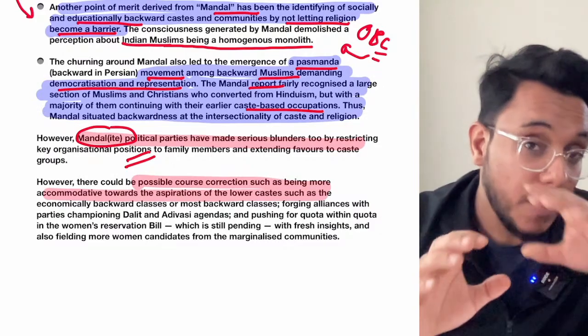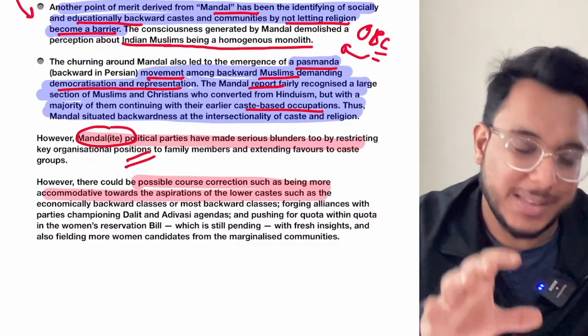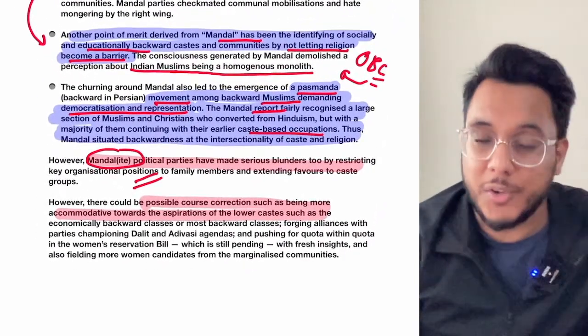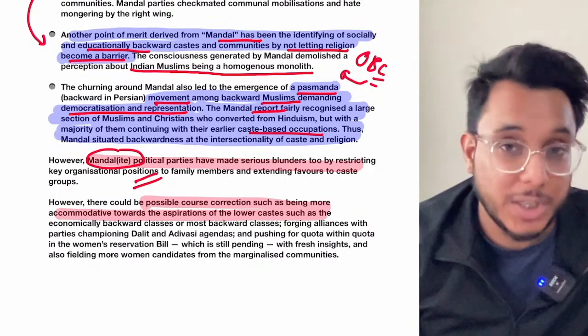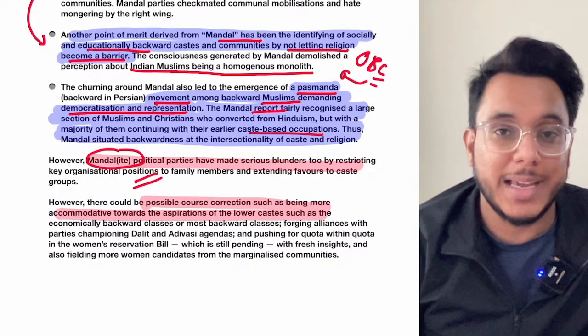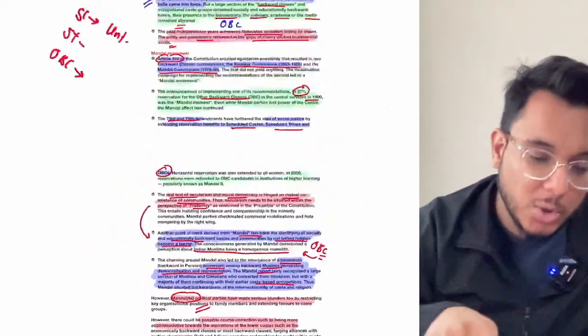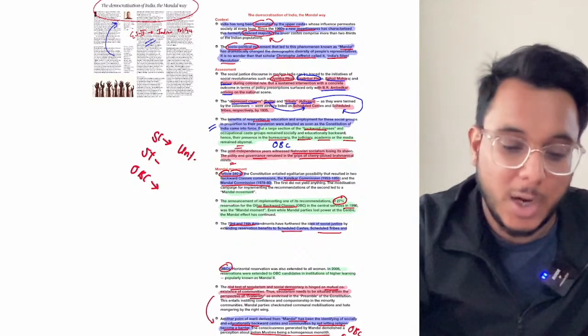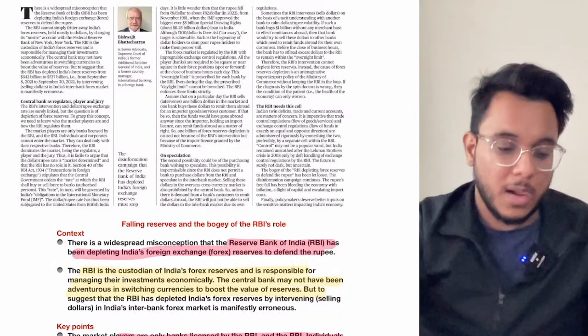The political parties running the politics of backwardness, many a time they have not really understood the issues, the problems, the troubles of the backward classes. They have just tried to reap the political advantage for themselves. So now they should also be working for social justice for them. So that is all, guys, about this article, and now we'll move to the next article.